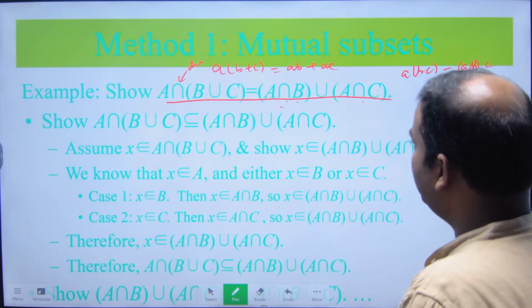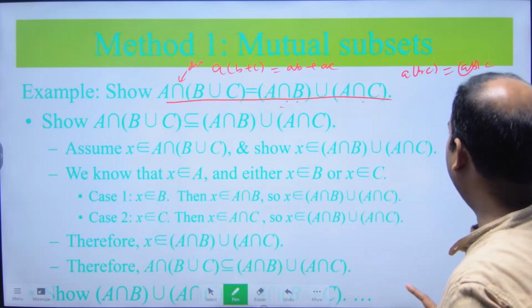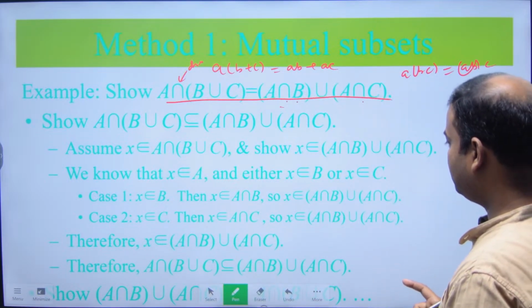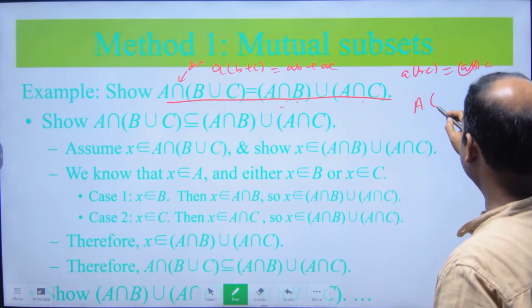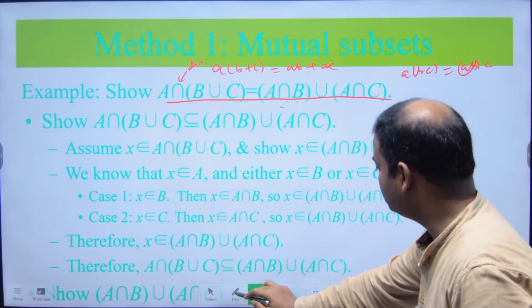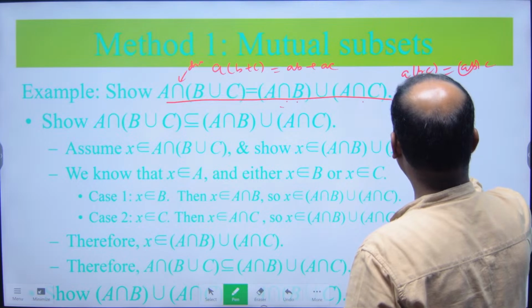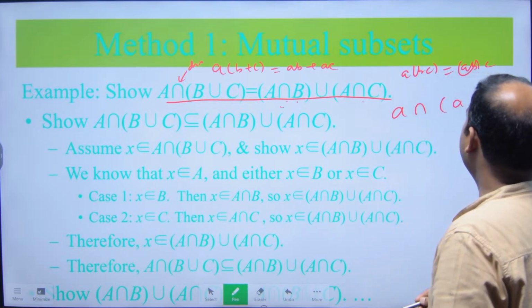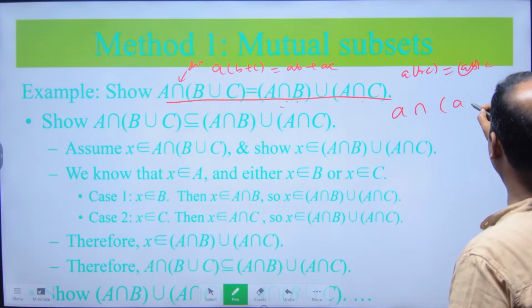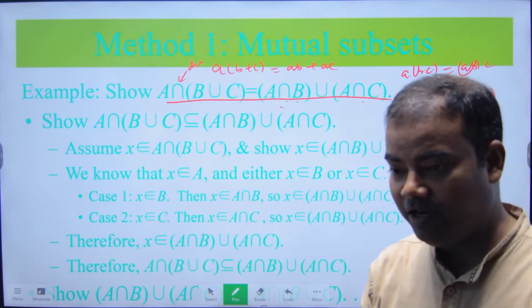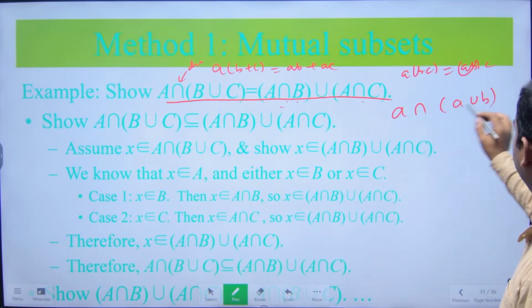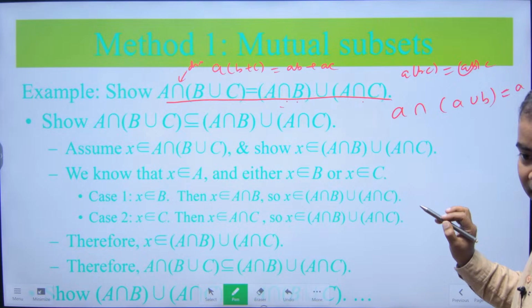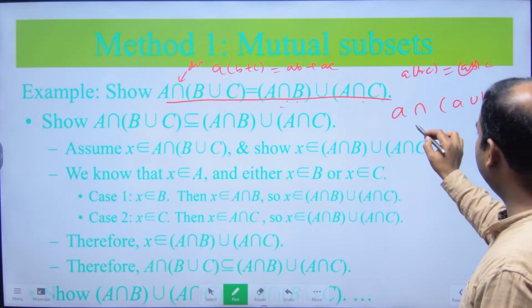These two things are important. One is associative, another is distributive, and one more thing is, what is A intersection A union B? What is value of this? A intersection A means A. Yes, so what is value of this whole thing? A. Okay, what about this?